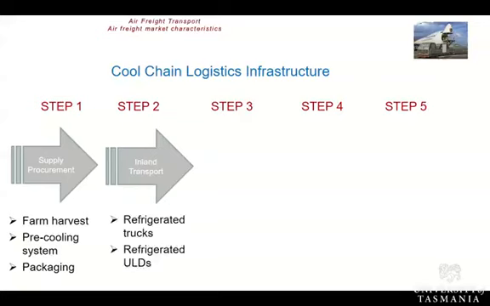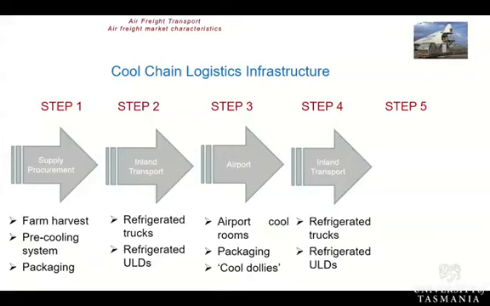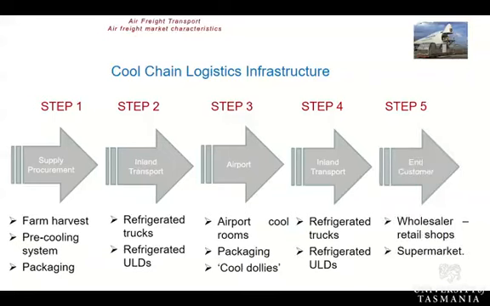So the cool chain is going to be refrigerated trucks, it's going to be refrigerated ULDs. The airport itself, cool rooms, packaging which is appropriate for whatever goods that you're moving, and perhaps even using cool dollies. Inland transport, refrigerated trucks, ULDs again. So just duplicating step 2 until you get it to the end customer, depending on what sort of premises the end customer might have, shop or supermarket.